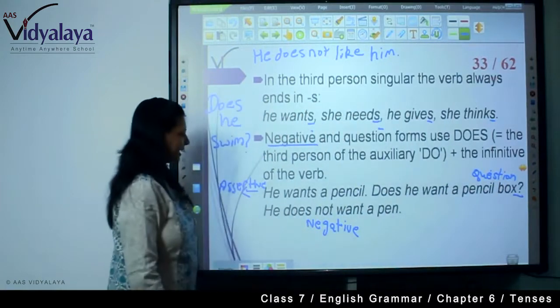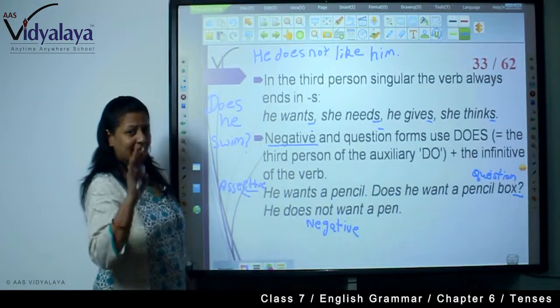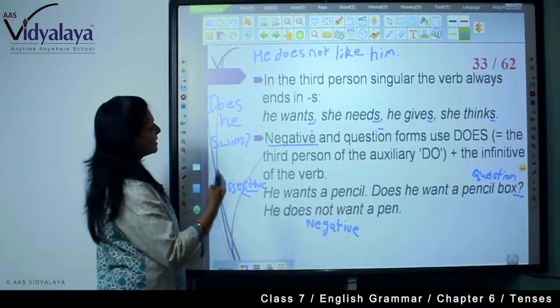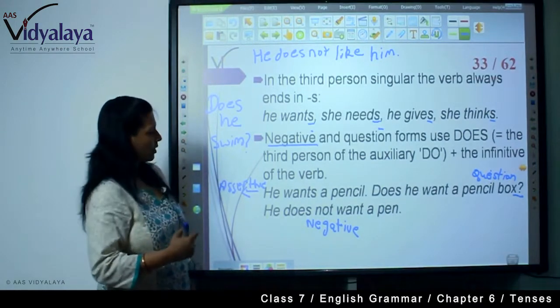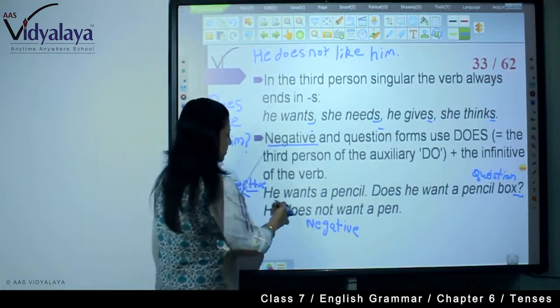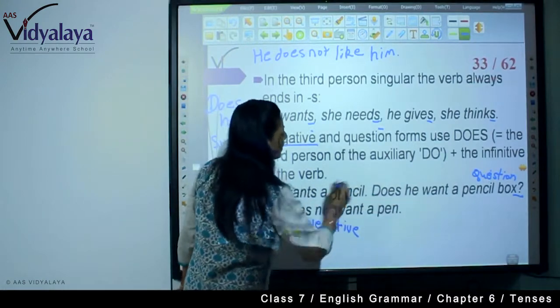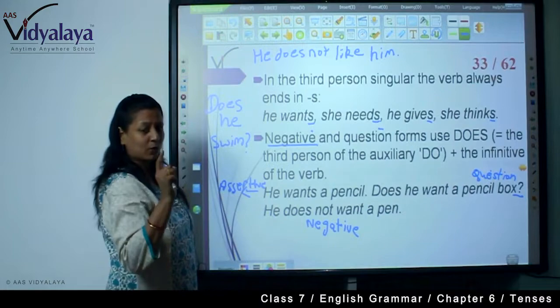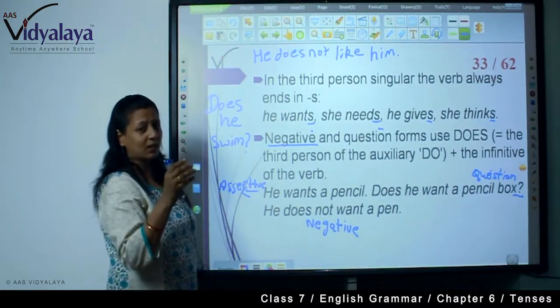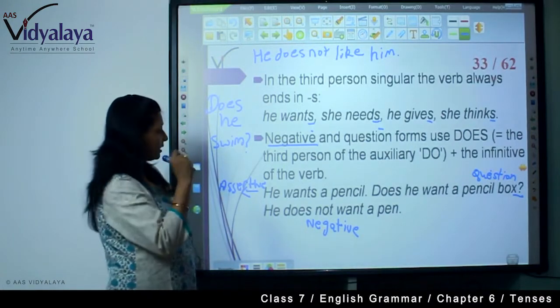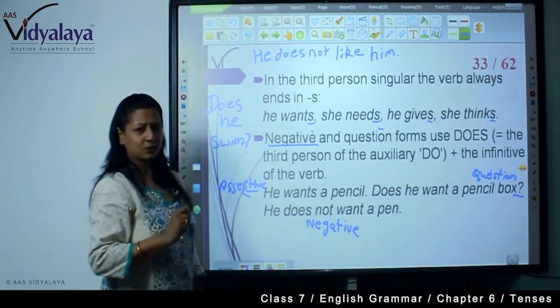So, you are seeing we write in this way, and this is the third person singular. We write in this way because with do we have written ES. Because with the third person singular, we write with he, it is does.